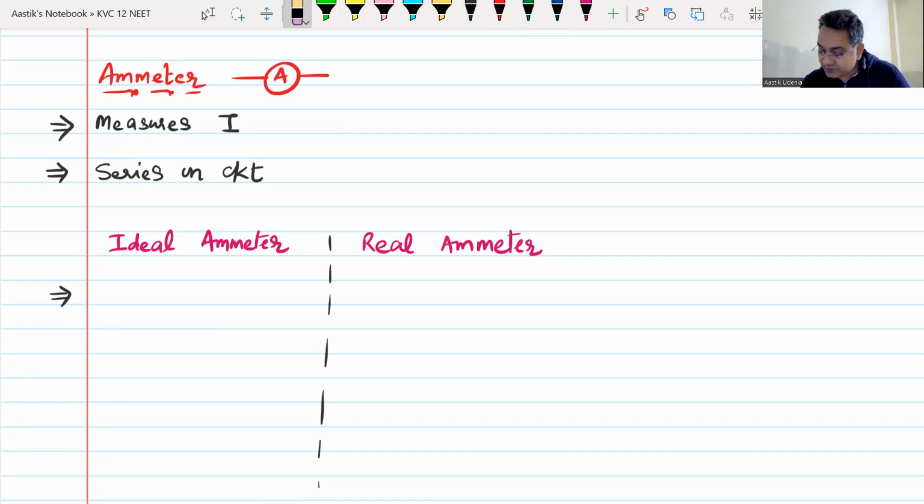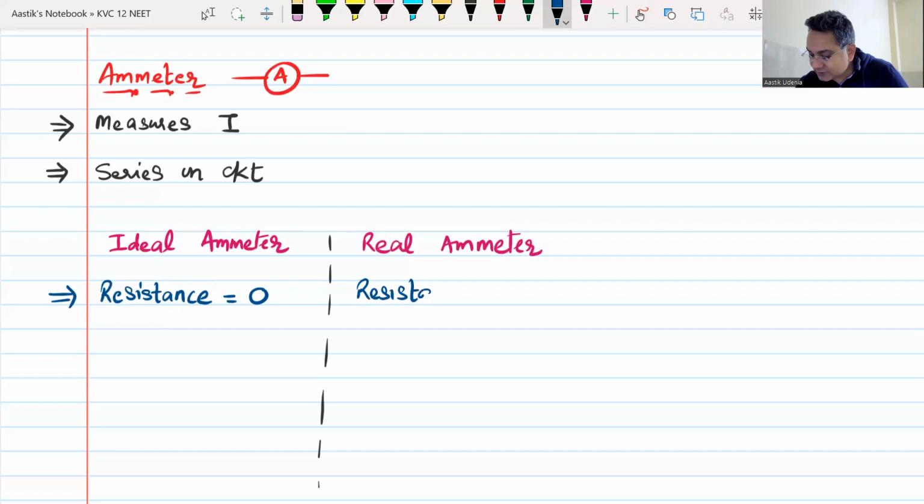Whenever we talk about anything which is ideal, in terms of electric current, the resistance of an ideal ammeter is 0. Do we understand this? Yes, sir. Any electrical device, as I told you, is a resistance or a capacitance or an inductance or a combination of these two or three. A real ammeter consists of a device and the resistance is not equal to 0.